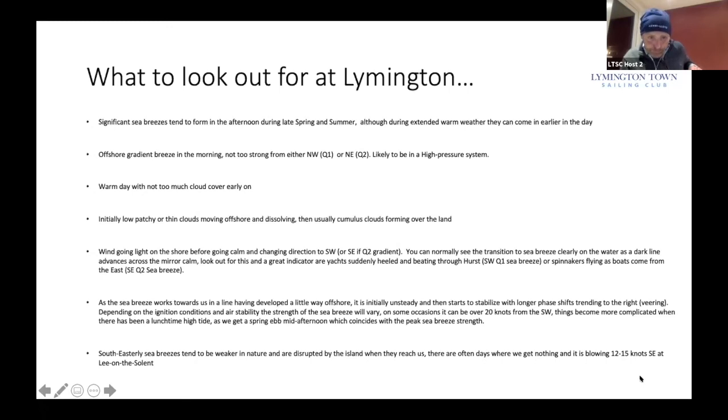And as the sea breeze works towards us, like I said, it's initially very unsteady offshore. You know, like you say, it's opposing the land direction, but then it swings around pretty quickly and stabilizes into this southwesterly. Okay. And what you get with a sea breeze is it becomes quite a steady breeze with what we call long phase shifts. So it's oscillating backwards and forwards, but over a period of a few minutes, and then it's tending to the right as it does it over the day, over 3 or 4 hours.